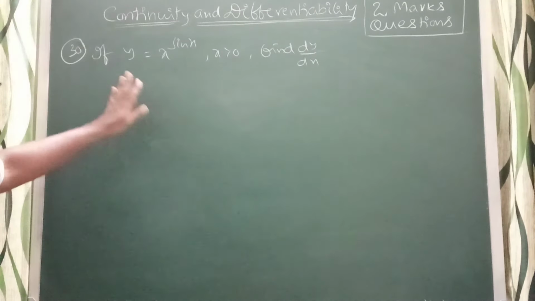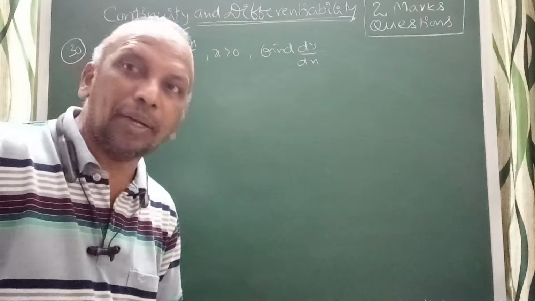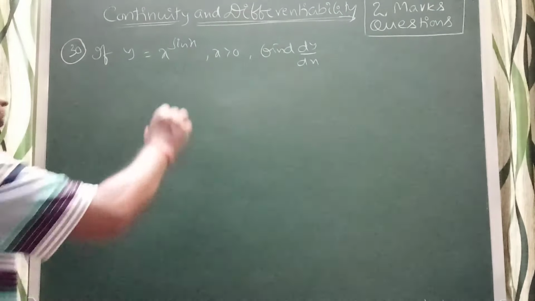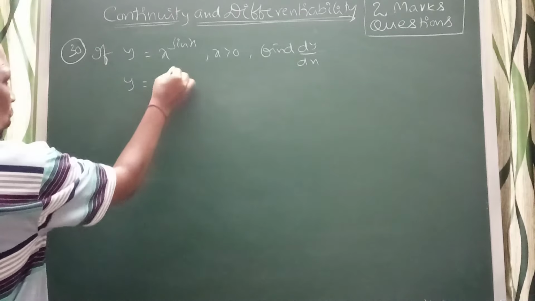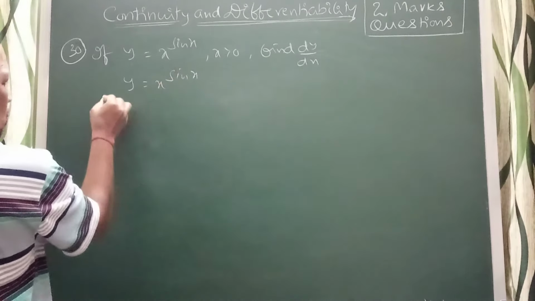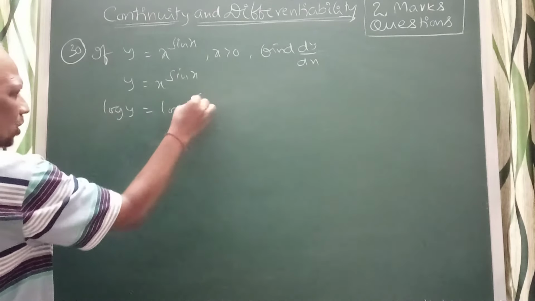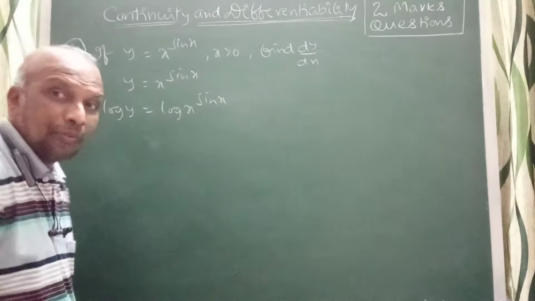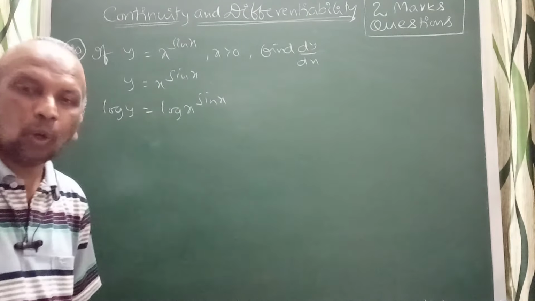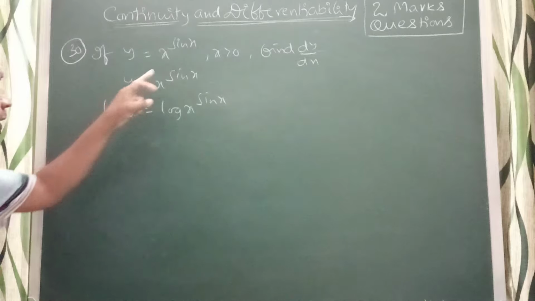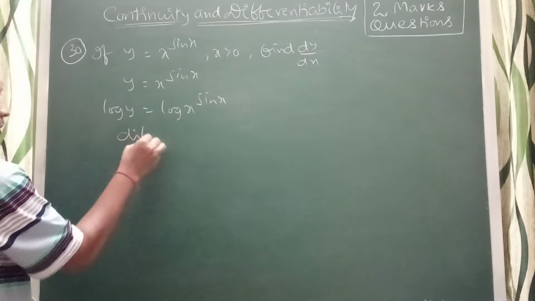Now see this problem. They have given y equal to x power sin x, x greater than 0, find dy by dx. When y equal to x power sin x, you can apply logarithm. So log y equals log x power sin x. Whenever the variable x is in the power, you should apply logarithm. This is logarithmic differentiation. Now differentiating with respect to x.